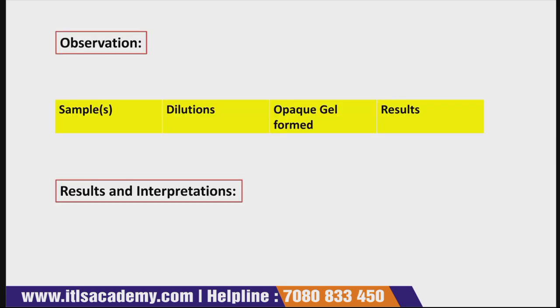Now moving further, after that you have to prepare an observation table like this, in which you put the sample dilution and whether opaque gel formed, and you interpret the result. So you can perform this experiment in your respective labs, observe the readings, make a table like this, and interpret the results further.